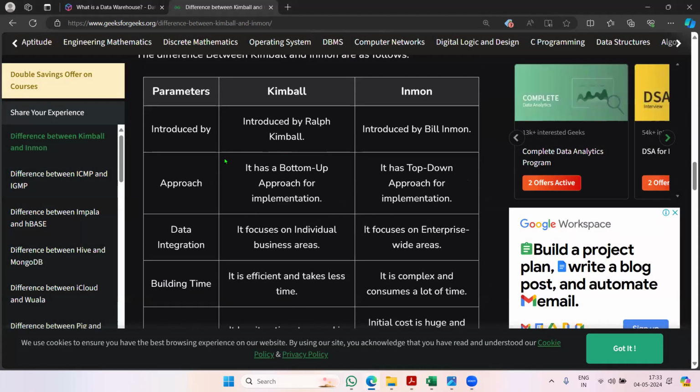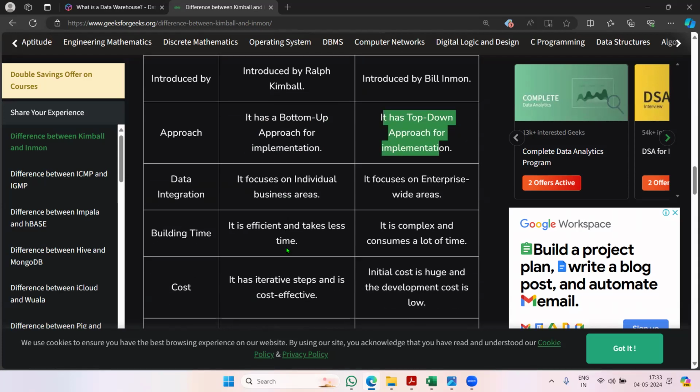If you see here, the approach introduced by Kimball and the approach introduced by Inmon. So the Kimball approach is a bottom-up approach for implementation. That means from the department levels, each and every department prepares and it goes to the central organization level. Whereas Inmon is a top-down approach. Correct?